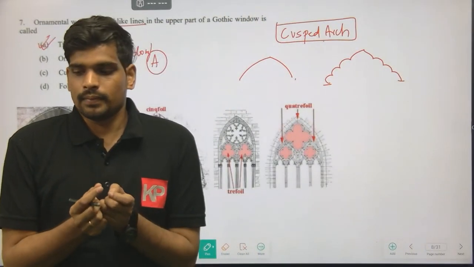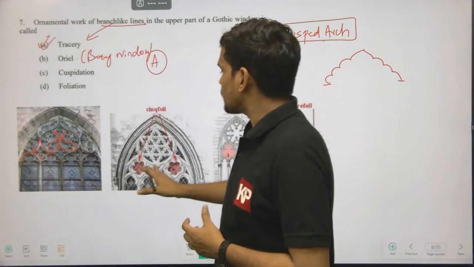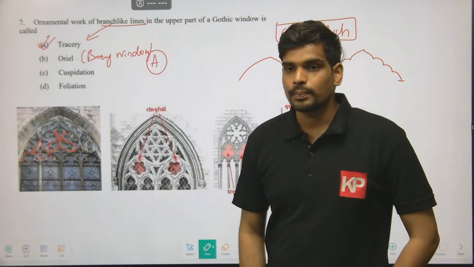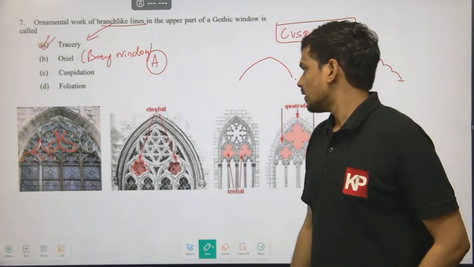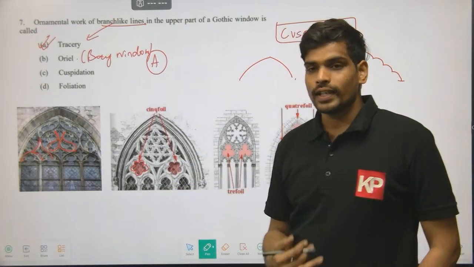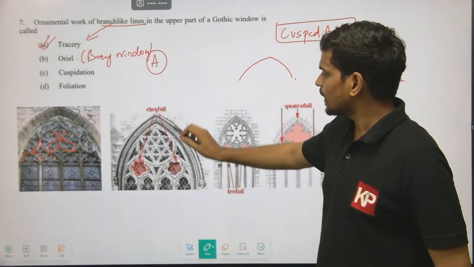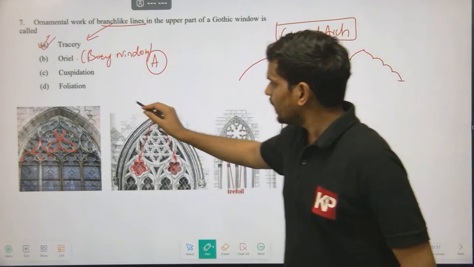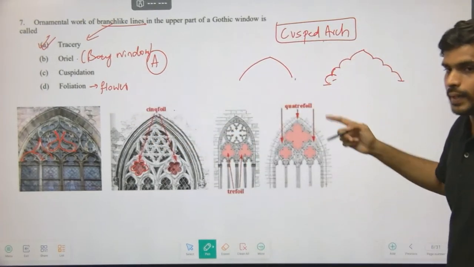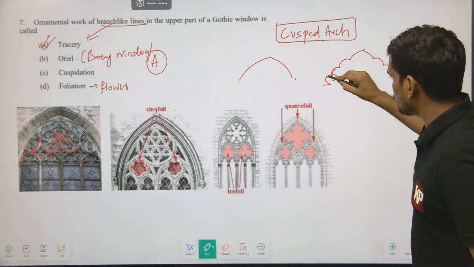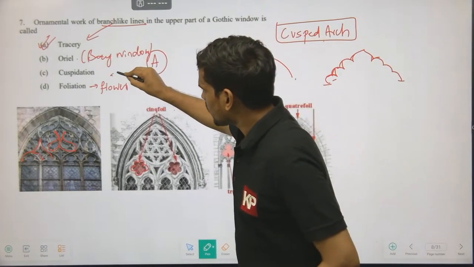So you can remember, why am I relating it to the other terms? The cusp term relates to those denticles or the circular elements. Now the flower-like elements in Gothic architecture also are called cuspidation. Why? Because these are cusps. So this is called foliation, right? Cusped is basically these points. So you can see the foil, cinquefoil is five petals. So foliation is a term for flower-like elements. Whereas cuspidation is what I explained over here, the inner pointed edges, the points which you see. So these sharp edges which are being followed are called cusps.